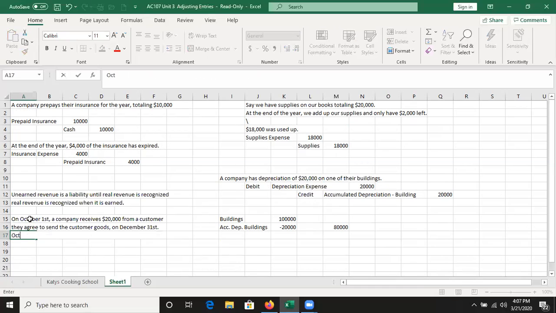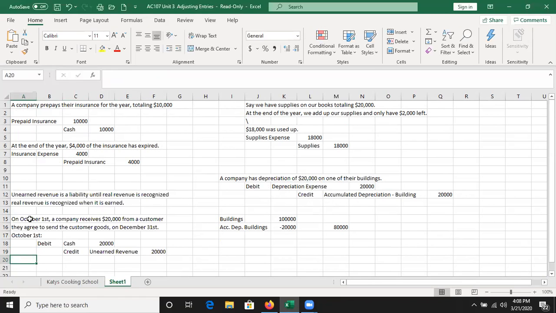So on October 1st, the journal entry would have looked like this: a debit to cash for $20,000 and a credit to unearned revenue. Again, you could be more specific. You could say unearned merchandise revenue, unearned goods revenue, anything. So this is a liability saying that in the future, we have to provide a service or provide goods for this unearned revenue of $20,000. We already received the cash.